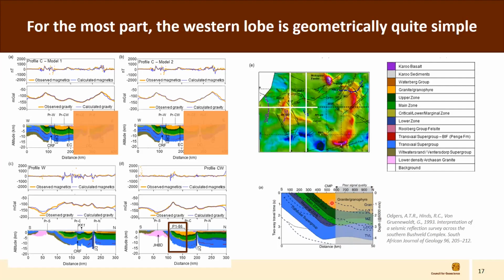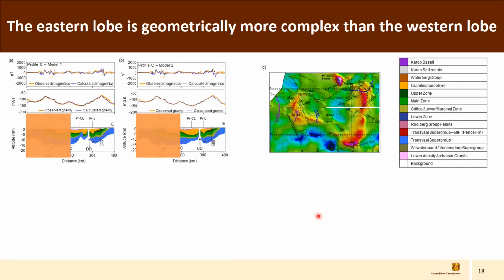So I'm not trying to shoot down the model. I'm just saying there are discrepancies. But obviously one of the possibilities is that my model is just not right in this area. But that's how I had to model it to fit the gravity and the magnetics. So that is the western lobe.